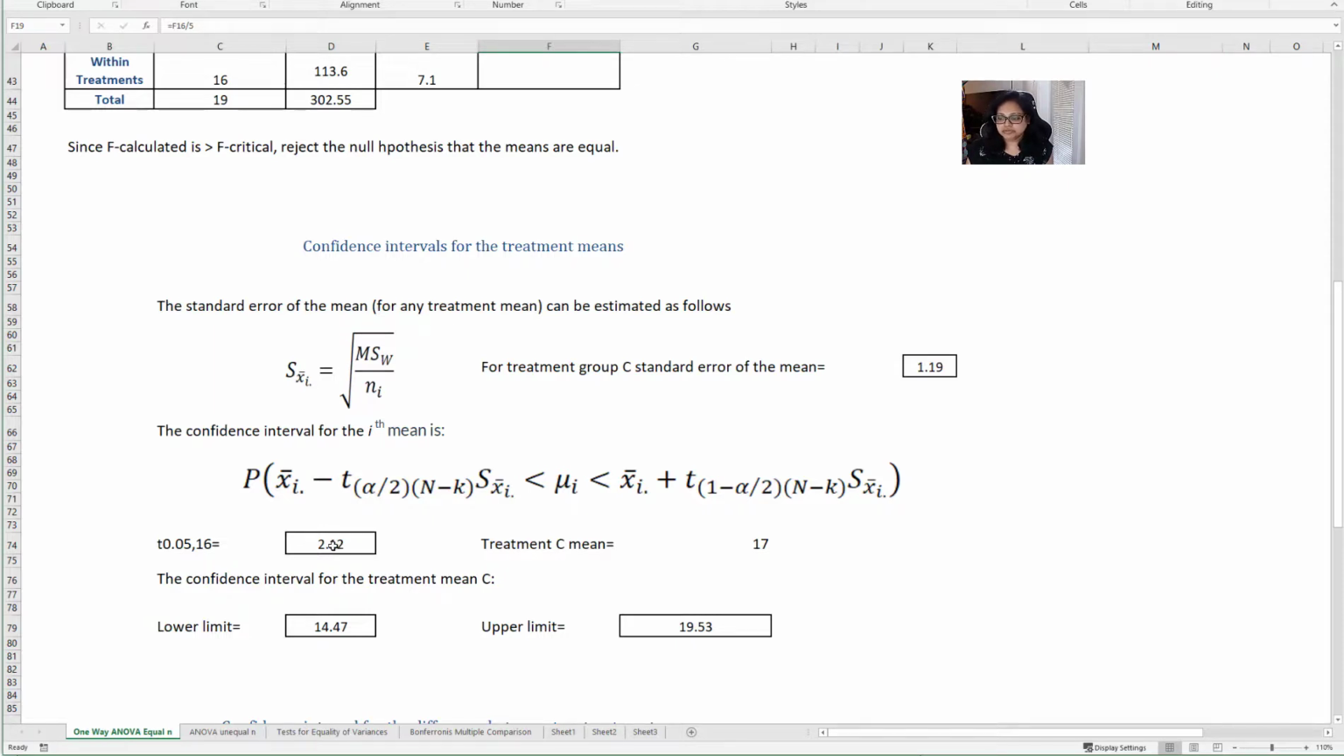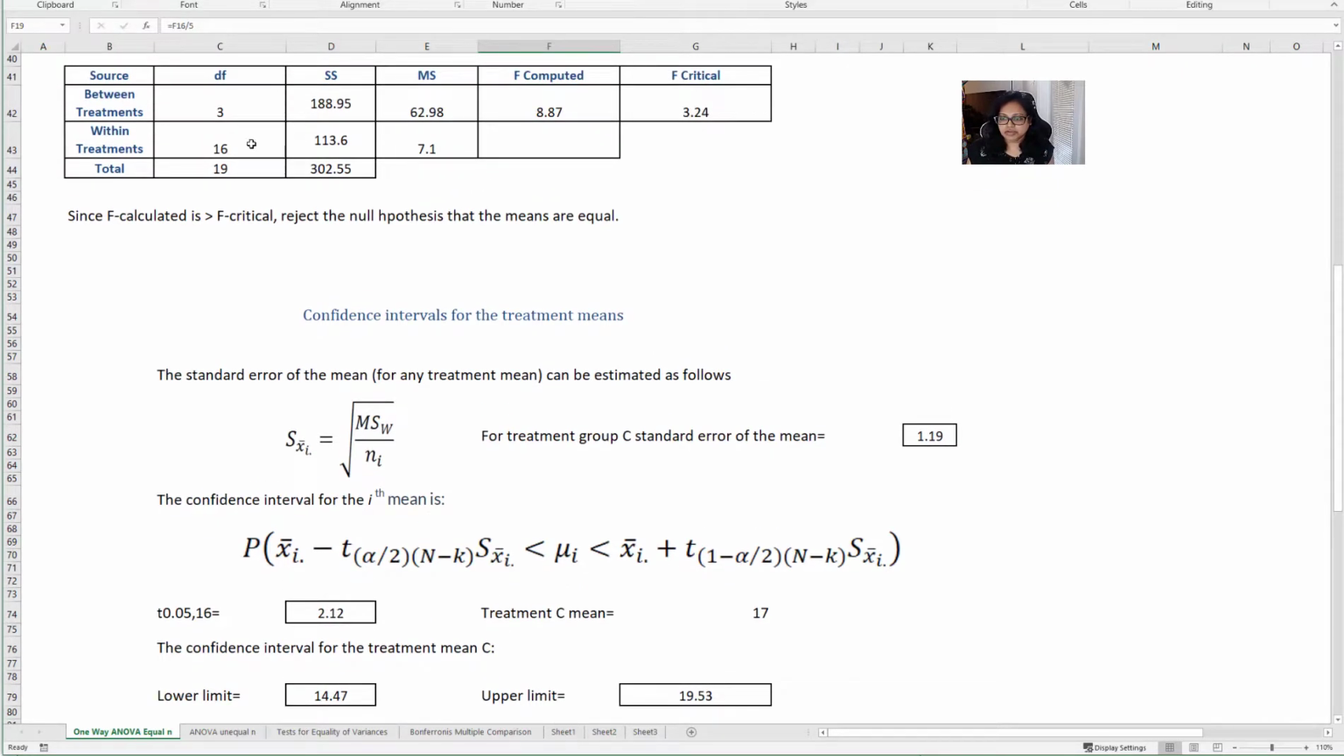You need to find the T value using this formula. You can see the level of significance divided by 2, that means 0.025 and 0.975. And then what you found within treatments was the degrees of freedom, n minus k. Here n is the total observed values, that means the total number of measurements we have: 20 minus 4, that means 16. So I used 16 as the degrees of freedom, and in the table for 0.025 or 0.975, you can find 2.12.